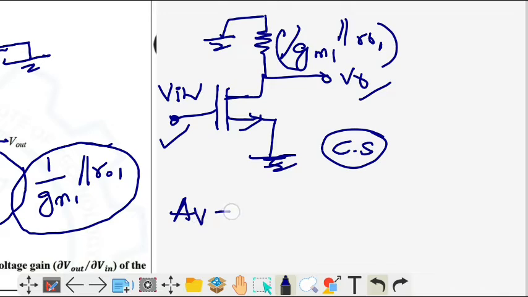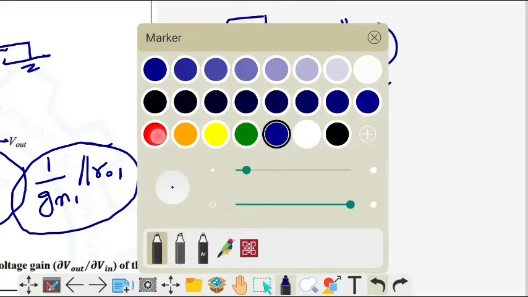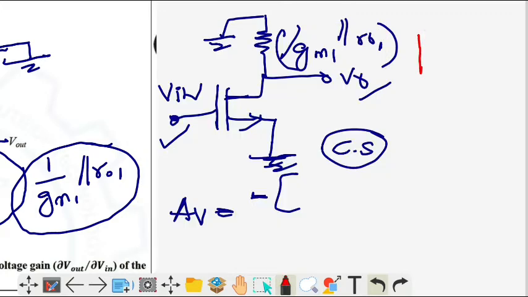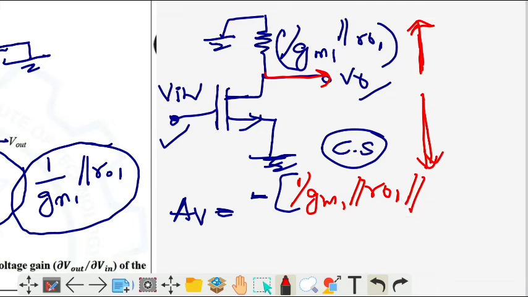So Av is equal to minus of, what is the numerator term? We have to observe the output, which we are taking here. Go up to the ground on both sides and figure out the effective resistance. That is the upper resistance and the lower resistance in parallel. So it becomes 1/gm1 parallel with ro1, and parallel with ro2, which is also given. So this is the numerator term.